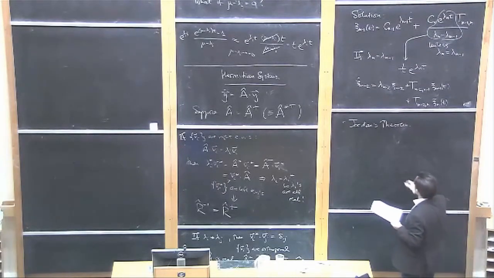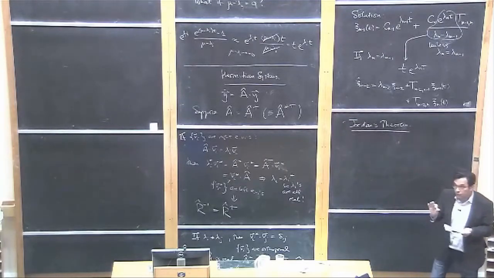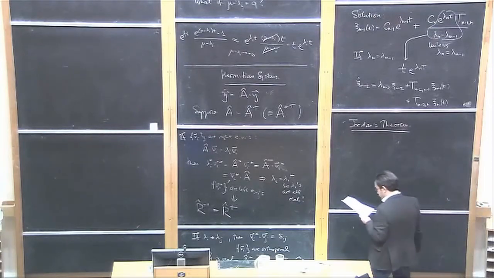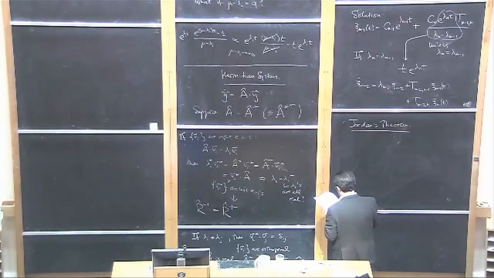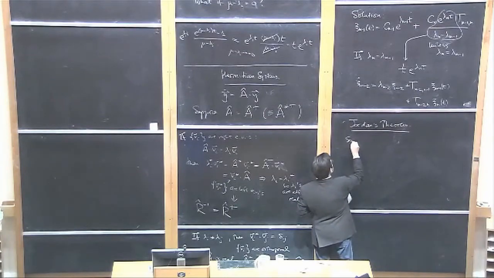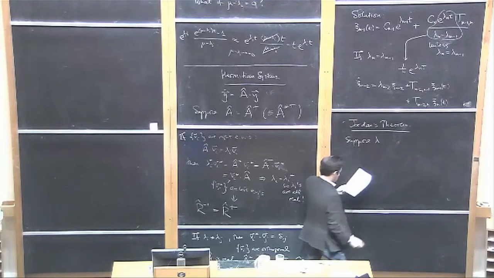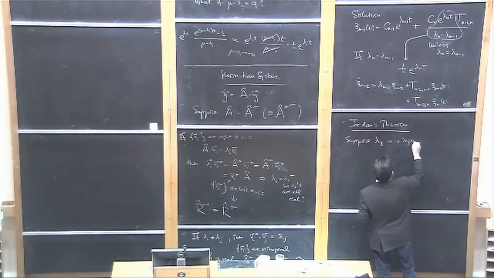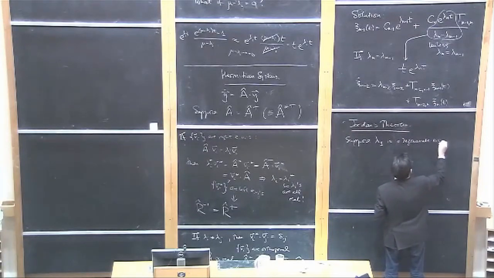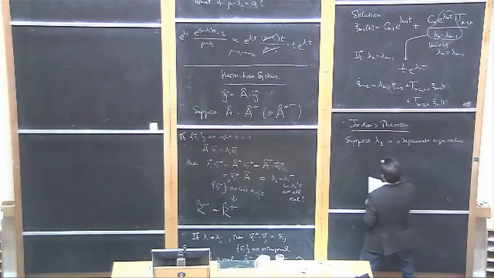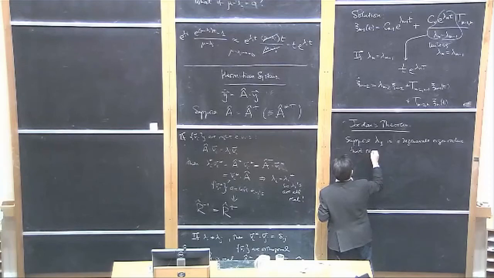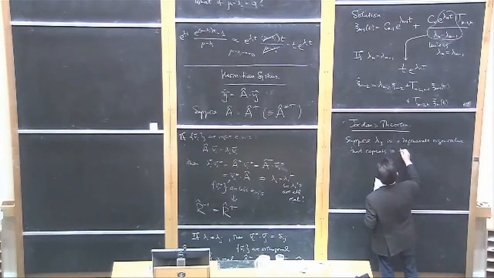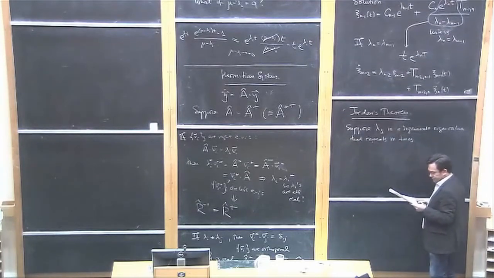So let me outline this. This is a very powerful method for solving just about anything, but as I said, harder to prove. So suppose lambda 1 is a degenerate eigenvalue that repeats m times. Okay?